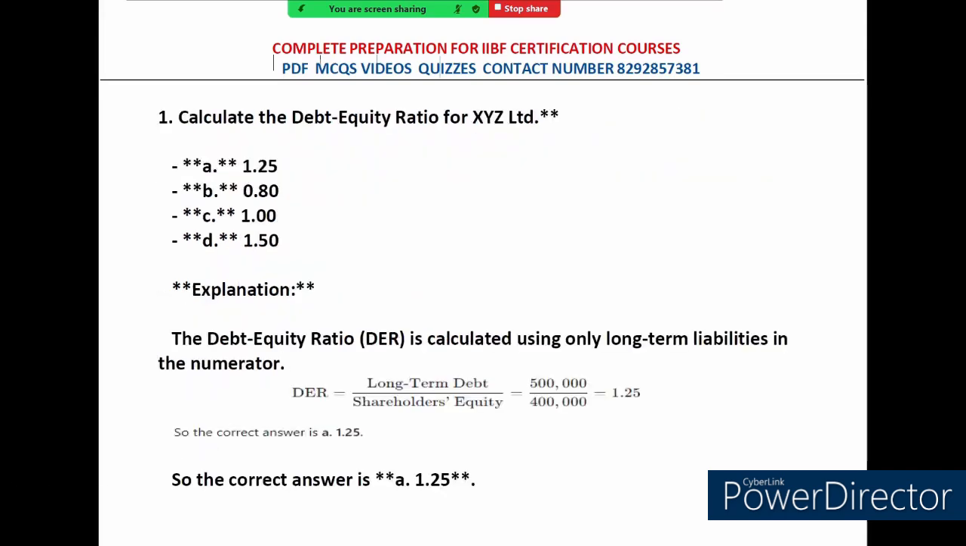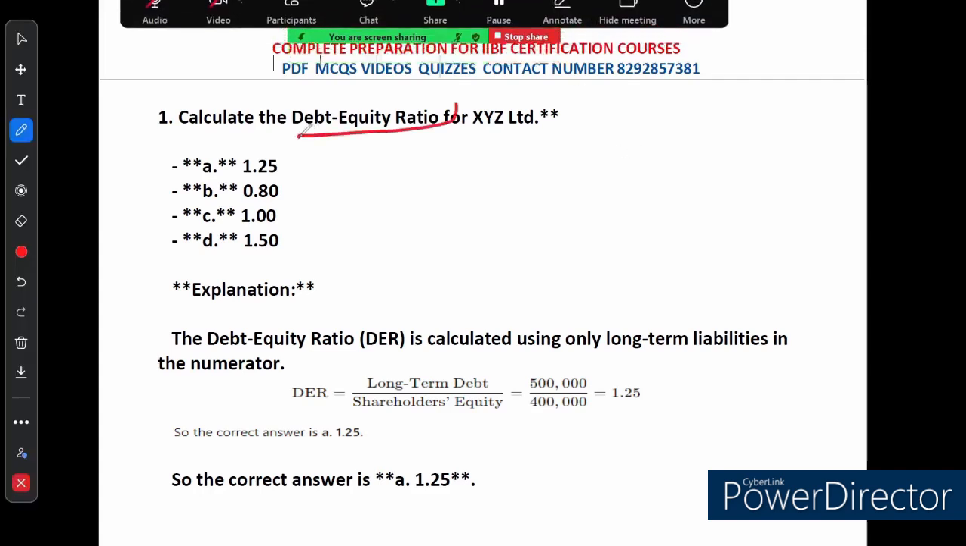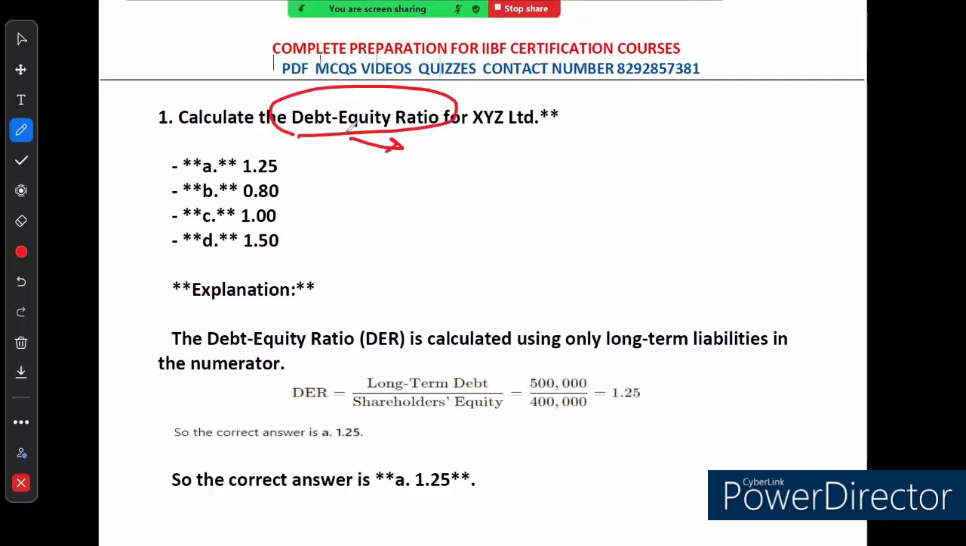So first let's define what we are calculating. We are calculating the debt equity ratio, that is called DER. This ratio shows the relationship between the company debt and net equity. 2 things are there. The first thing is company debt, and the second thing is equity. So in simpler terms, it tells us how much debt the company has for every dollar of equity.